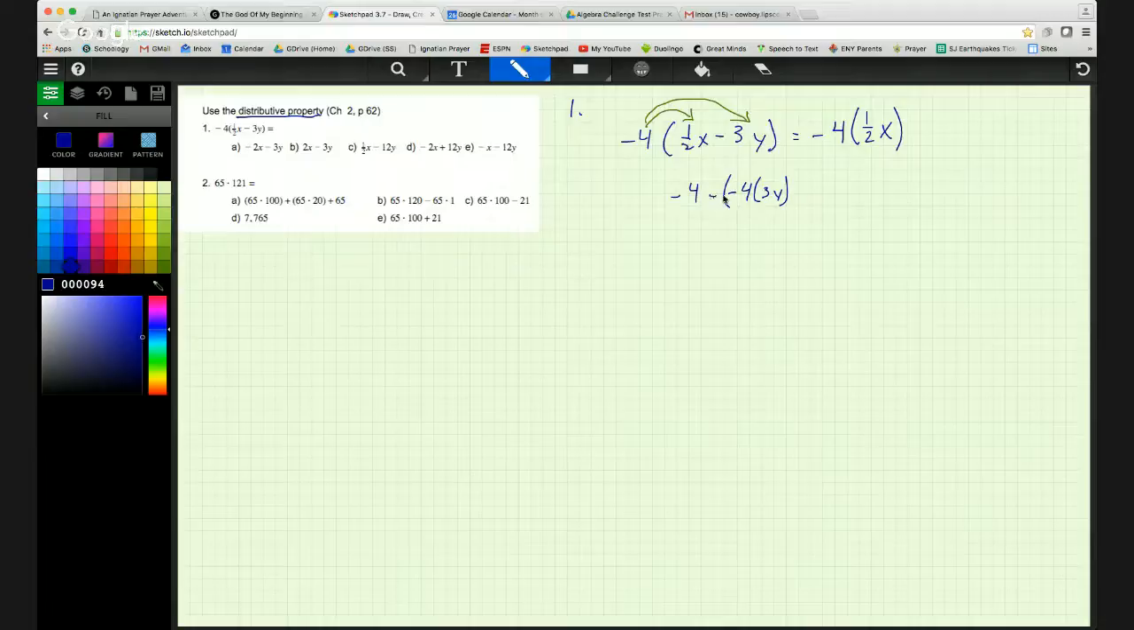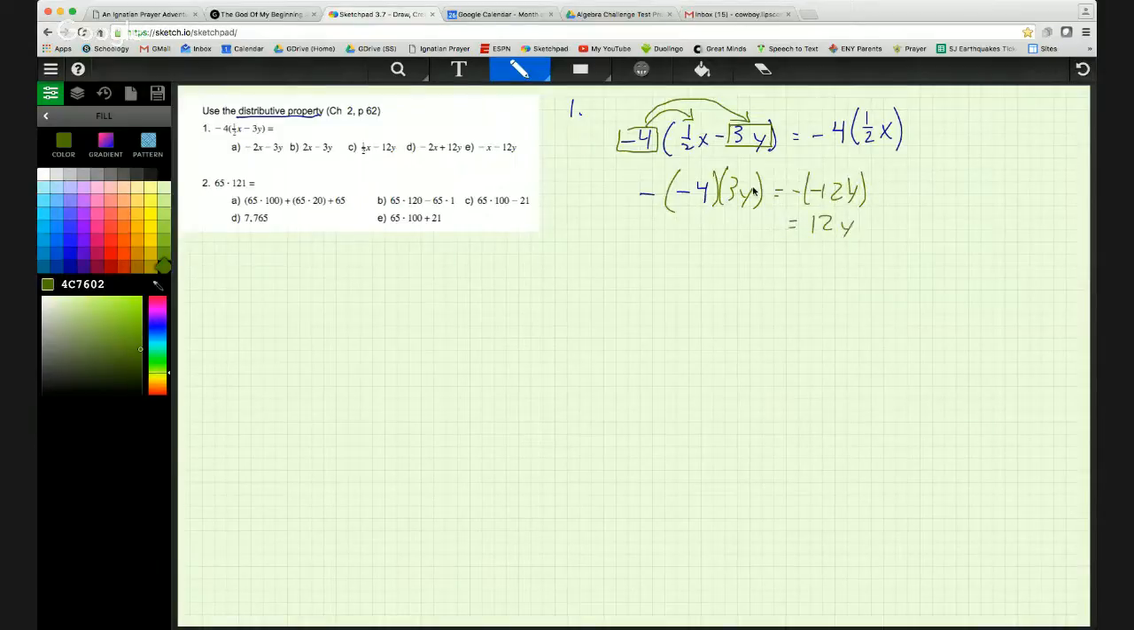Sorry, let me start this all over again. Let's look at our terms. So kind of ignore what I just said. If I look at this as a -4 times a 3y, I can look at it as subtracting my -4 times my 3y, and I'm going to get a -12y, which equals 12y.